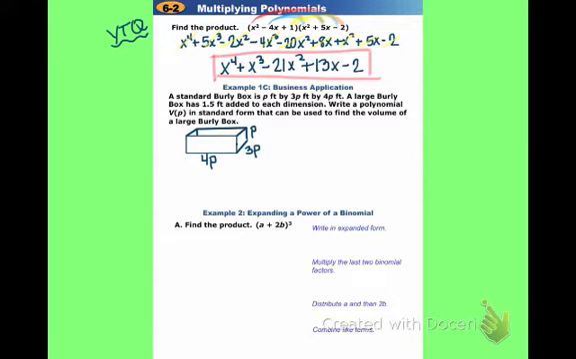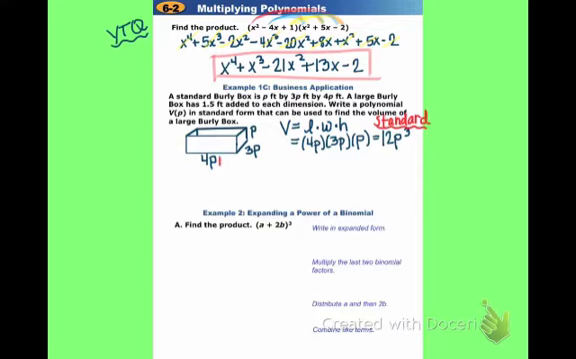Okay, well, if I wanted to find the small Burley box, I think about the one that we've got right now, the standard. We know the volume is found by multiplying the length, the width, and the height. So that would just simply be multiplying the 4p by the 3p by the p. Okay, this is for the standard one. And so that would be, let's see, 12p cubed. But this is for the standard one.